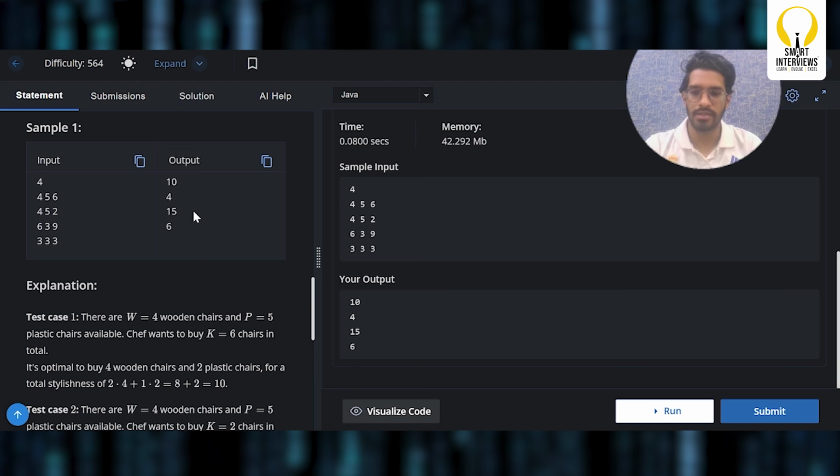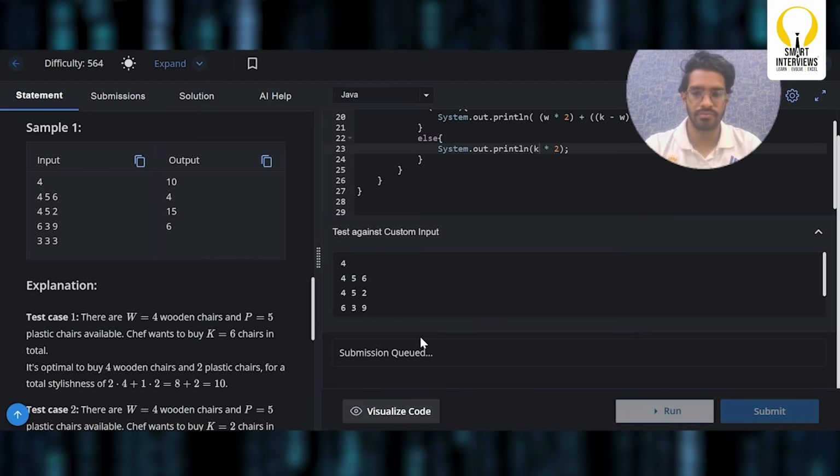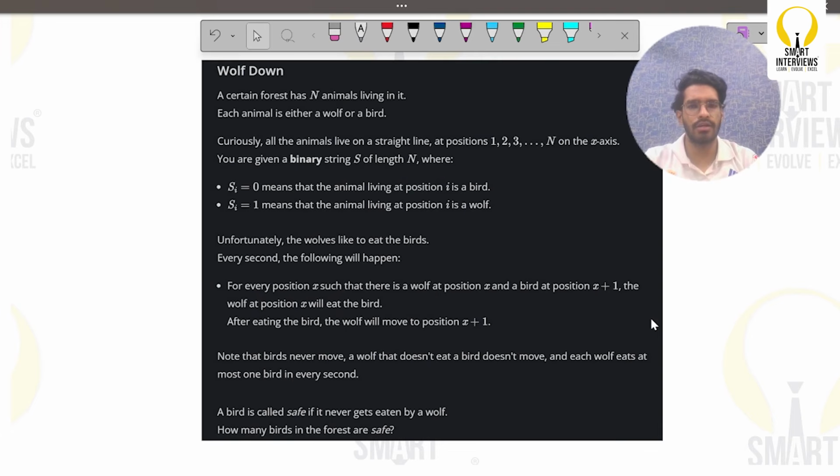Alright, as you can see, the output and input are matching now. Let us try to submit it. So if you completely understood the previous problem and if you successfully submitted the solution as well, let us now move forward to the next problem of the day.